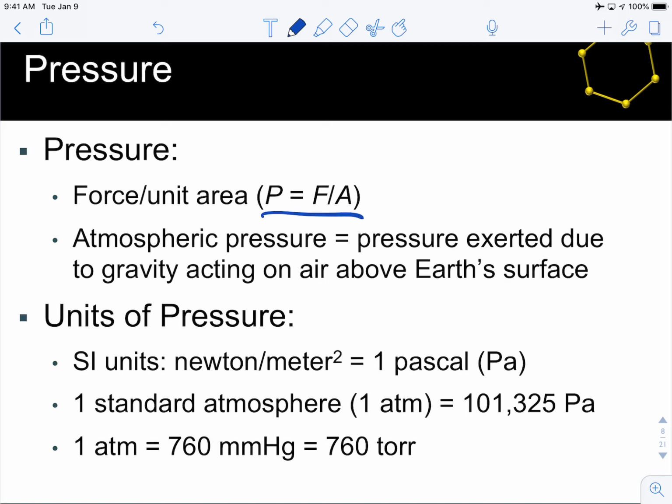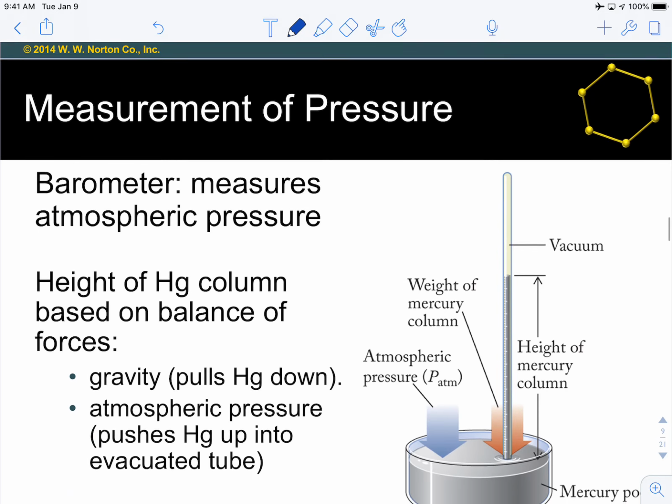One thing it's nice to commit to memory is that 1 atmosphere is 760 millimeters of mercury, which is also 760 torr. They are equivalent. And when we say millimeters of mercury, we mean the height that a mercury column rises to is 760 millimeters. That's equivalent to 1 atmosphere. And I'll show you what I mean by that in this next figure.